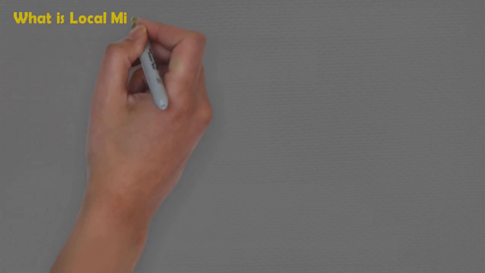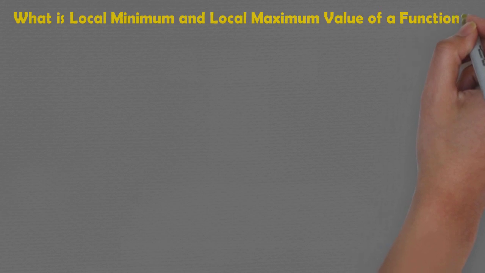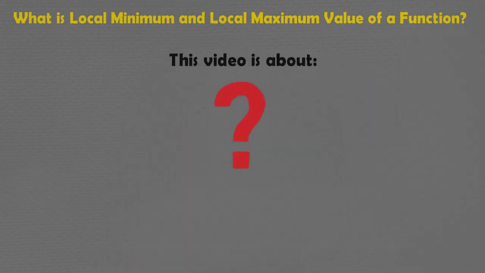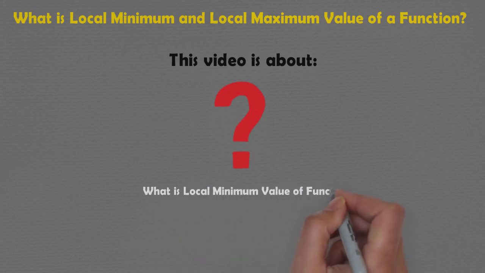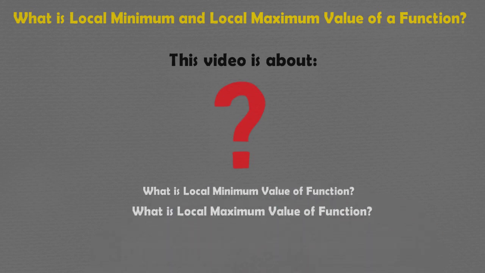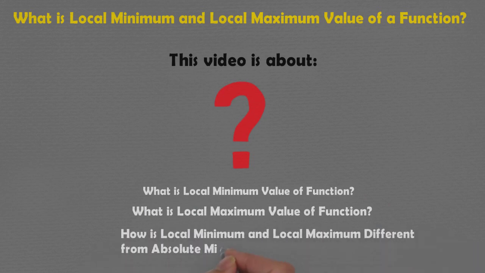Welcome to the video. This video is about what is local minimum and local maximum value of a function. More specifically, the following questions will be cleared. What is local minimum value of a function? What is local maximum value of a function? And how are local minimum and local maximum values different from absolute minimum and absolute maximum values of a function?